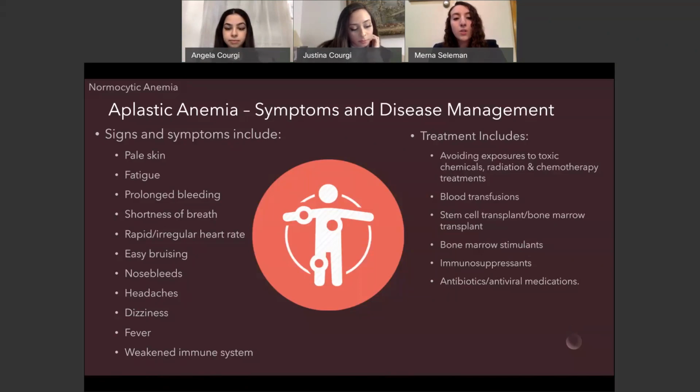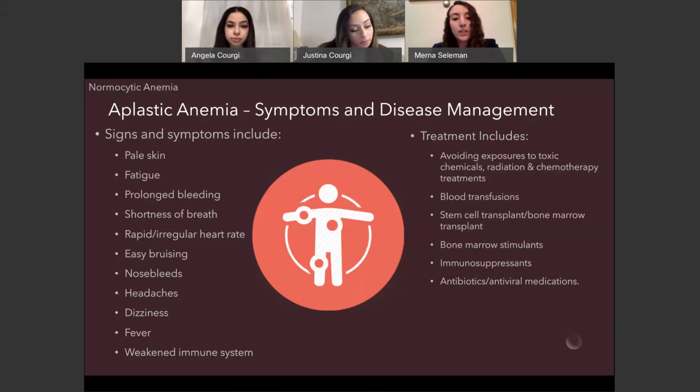After diagnosis through blood tests or bone marrow biopsy, treatment can include blood transfusions, stem cell transplant or bone marrow transplant, bone marrow stimulants, immunosuppressants, and antibiotics or antiviral medications. A stem cell or bone marrow transplant is the treatment of choice for those younger in age or have a sibling and accepted as a candidate for transplantation.